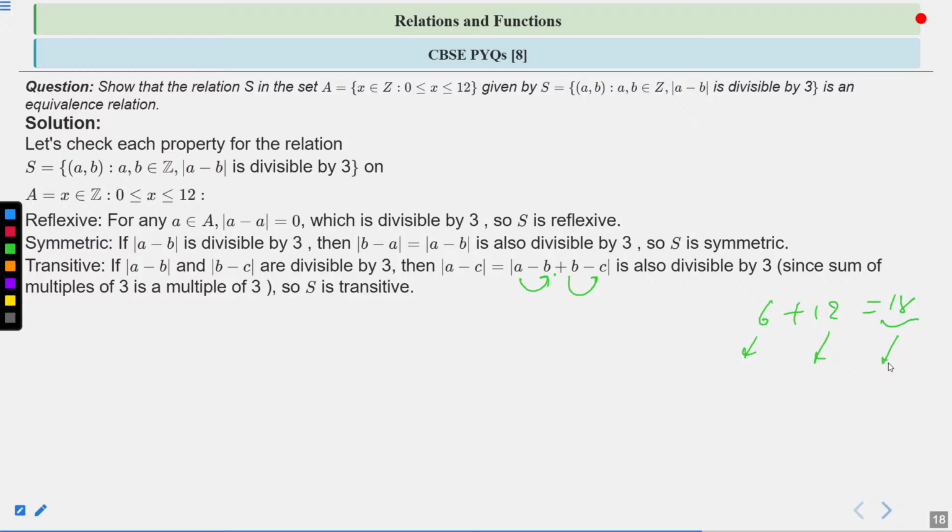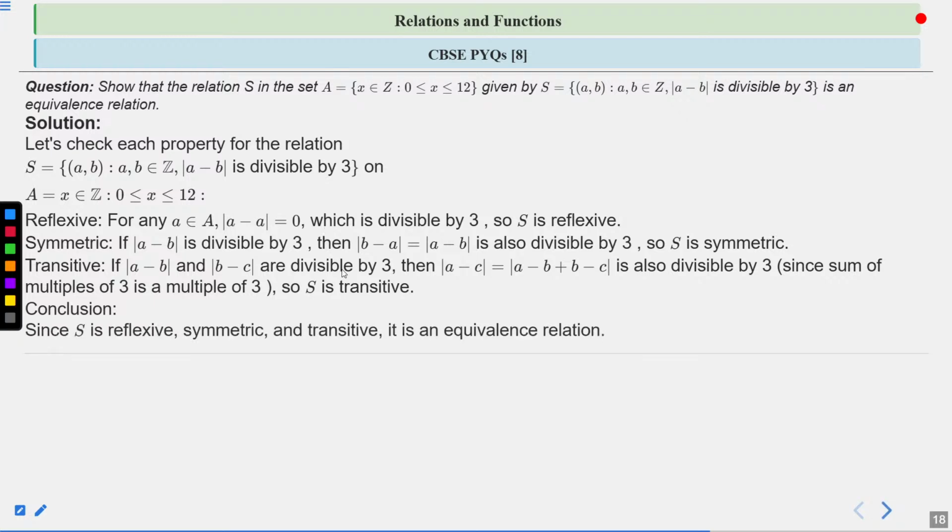So S is reflexive, S is symmetric, and S is transitive also. In conclusion, since S is reflexive, symmetric, and transitive, we can say that S is an equivalence relation. Okay, clear? Let us move to the next question.